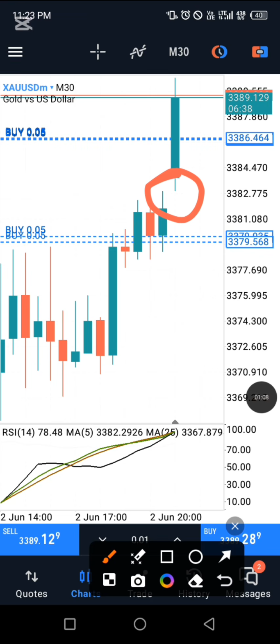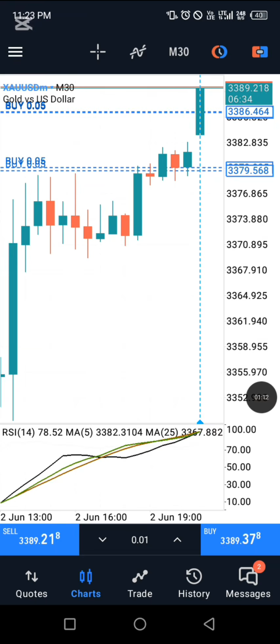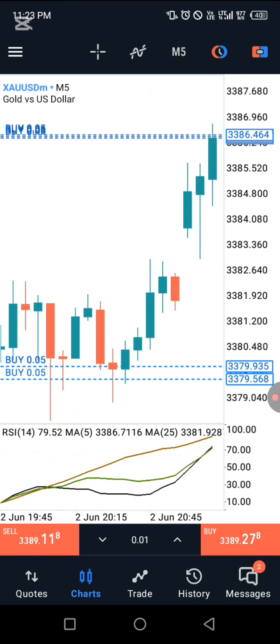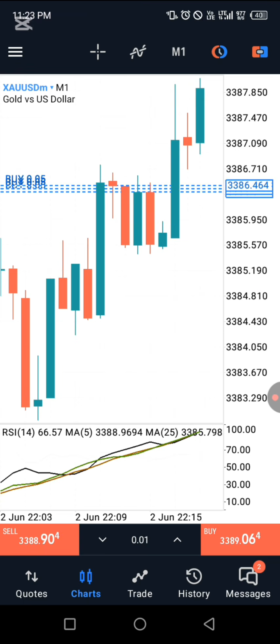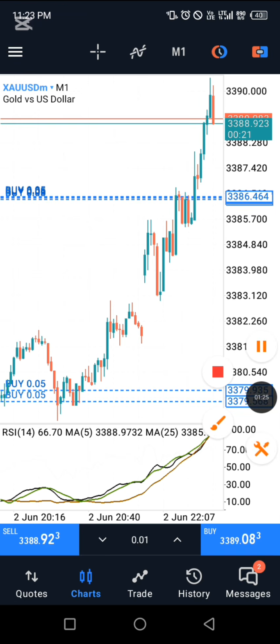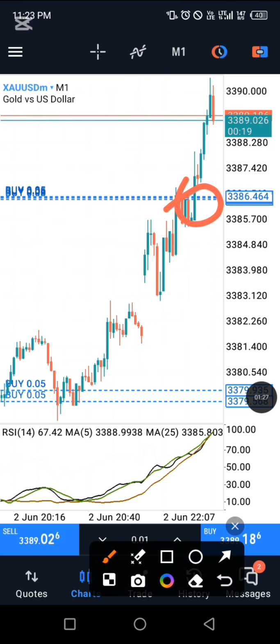So basically this strategy that I'm going to show you in this video is just a scalping strategy, a scalping strategy that you can use to just scalp. We're going to use this strategy to only scalp the market. And now you'll be wondering why did I open that position here? Why did I put another position here?